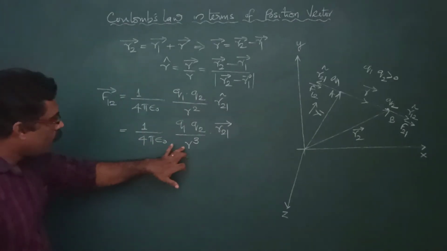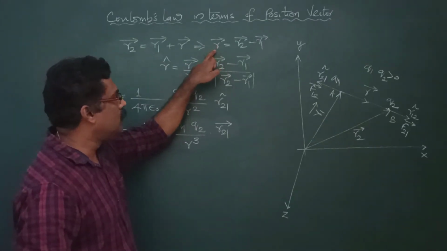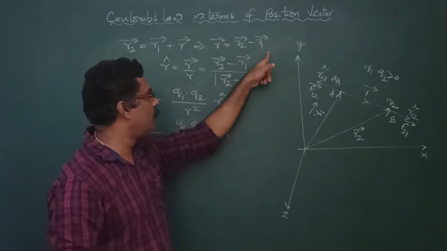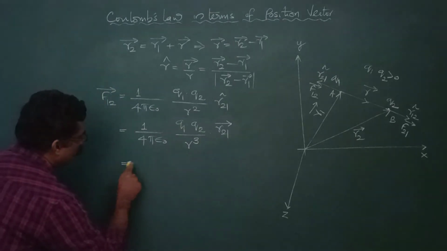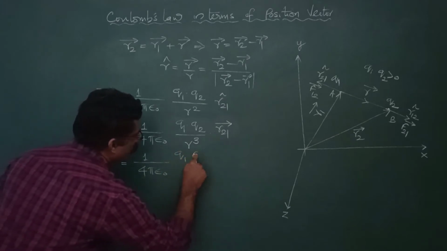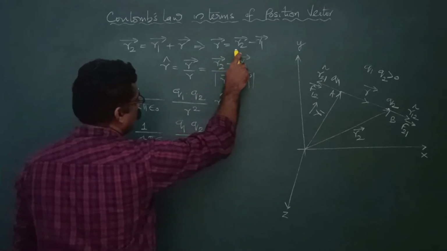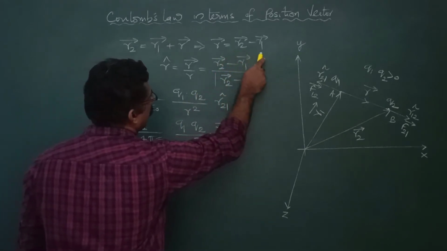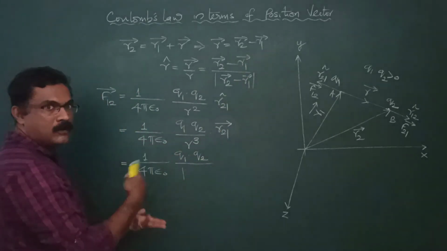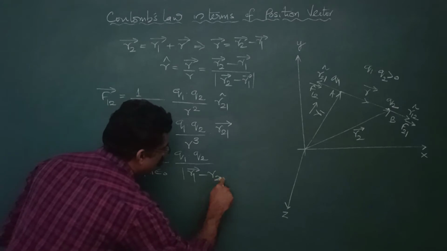Okay, now what is r here? That is modulus of this vector r. So what is the modulus of vector r? Modulus of vector r is modulus of r2 vector minus r1 vector. So you can rewrite this as 1 by 4 pi epsilon 0 q1 into q2 divided by modulus of r2 minus r1. Modulus means you can write as r2 minus r1 or r1 minus r2. So you can write this as modulus of r1 vector minus r2 vector.